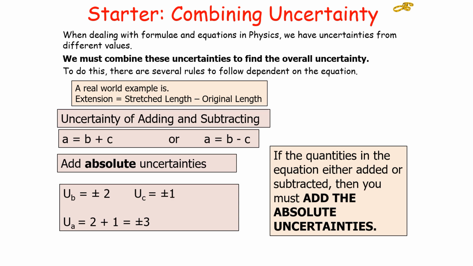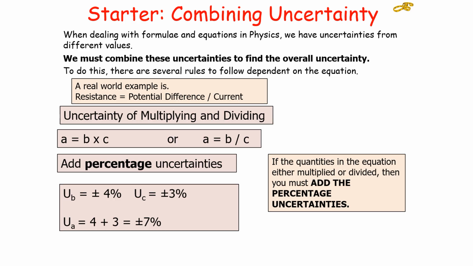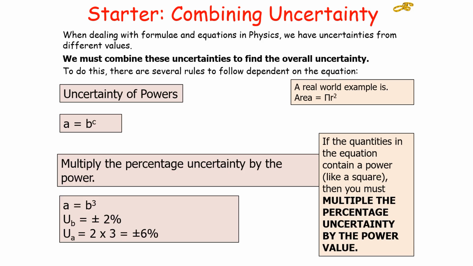If you are subtracting or adding values in an equation, so for example extension is stretched length minus original length, well then you've got to add the absolute uncertainties. If you've got a multiplication or a division in your equation, for example power equals potential difference times current, or resistance equals potential difference over current, then you add the percentage uncertainties. Now if you have a power in your equation, so for example area is equal to pi r squared, then you would multiply the percentage uncertainty by the power before you then add up the different values.